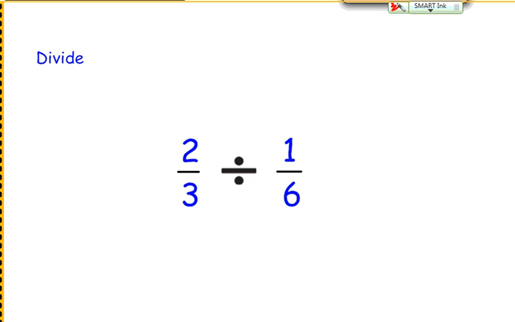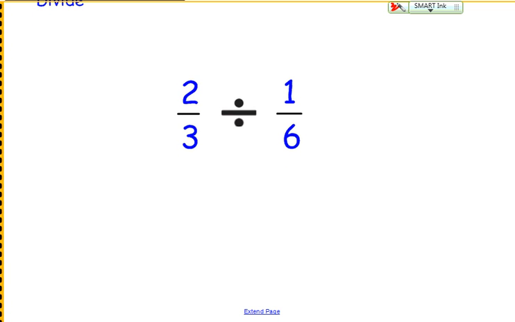Okay, welcome back to part 2 of the video. We looked at this idea that to divide by a fraction, we're going to multiply by the reciprocal. So we're going to go right into this and try it out. When we divide by a fraction, here we have 2/3 divided by 1/6, and we want to see what kind of answer we get.